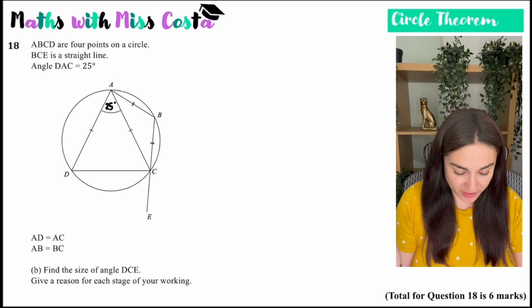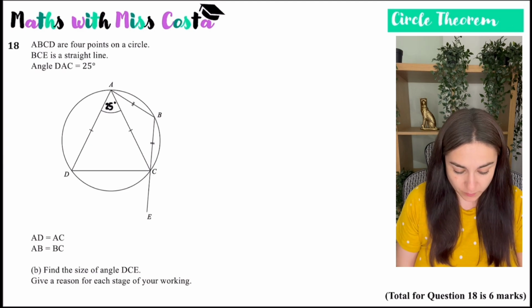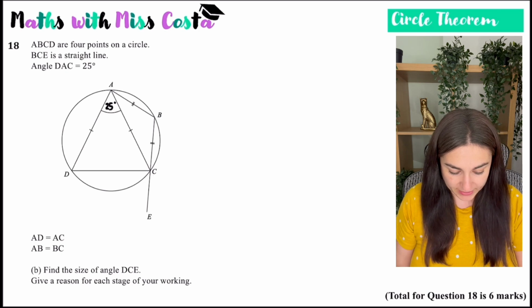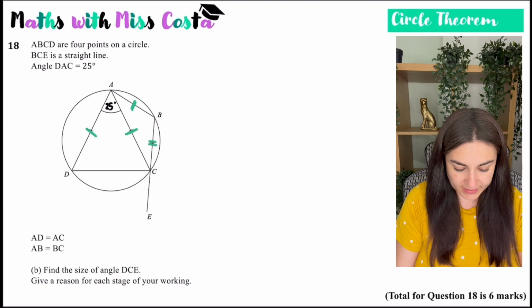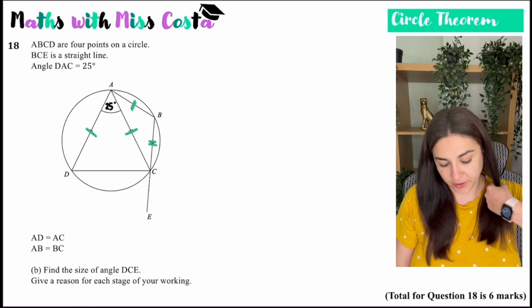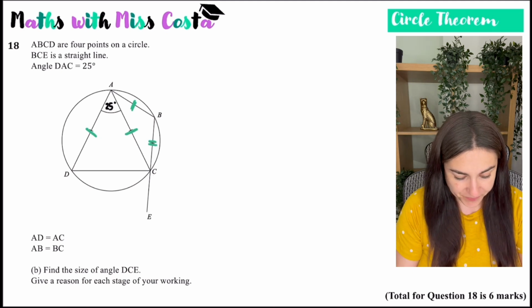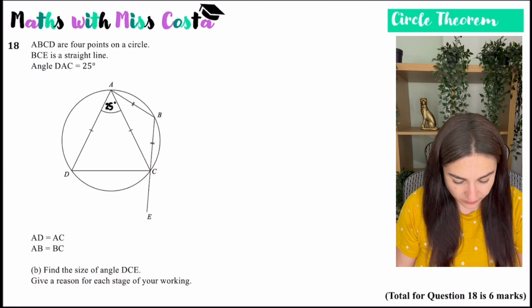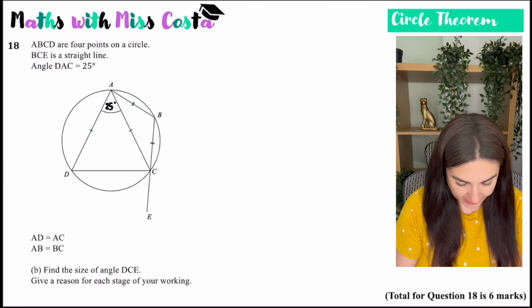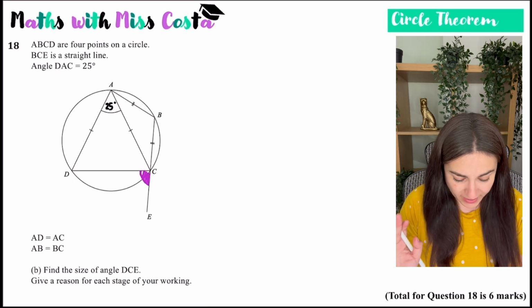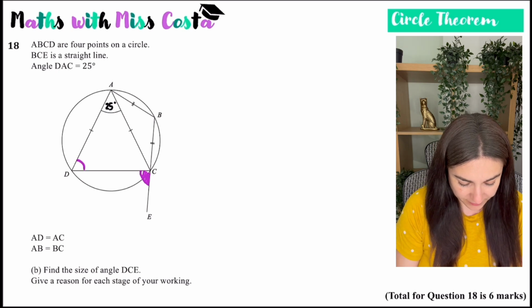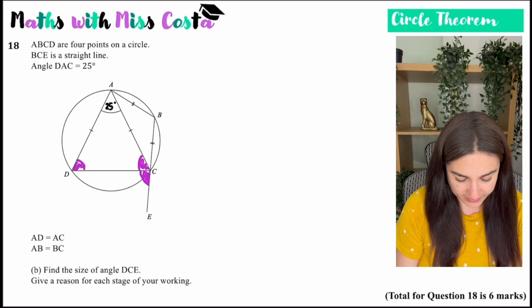So here's another circle theorem. ABCD are 4 points on the circle, BCE is a straight line, angle DAC is 25 degrees, and then we know that these two sides are the same as are these two. So I know that they're going to form isosceles triangles. Okay, so what can I do first? The ultimate aim is to work out what this angle here is. I can deal with that later. First, let's deal with what I know. So that's 25 degrees, which means that I can work out what these two angles here would be.